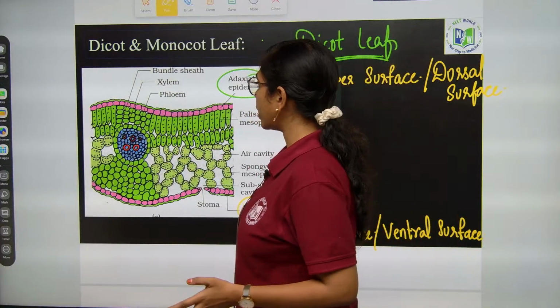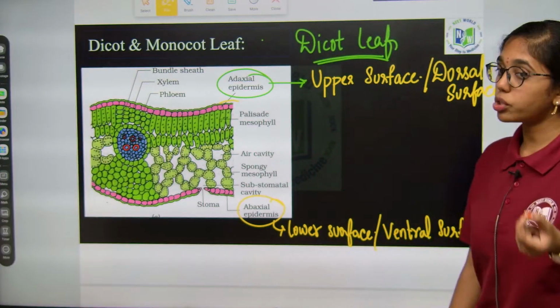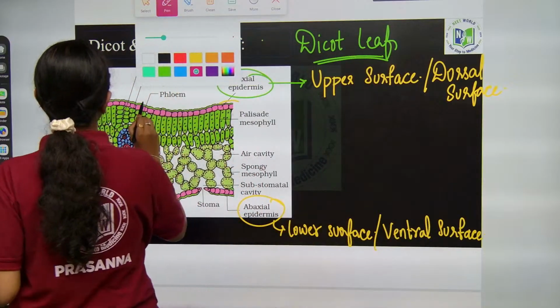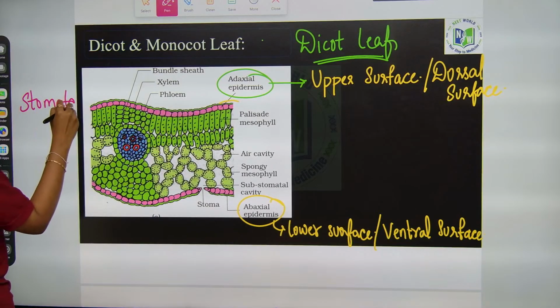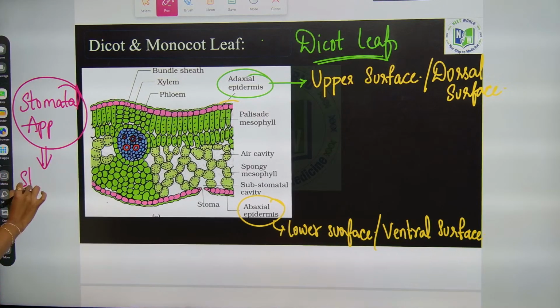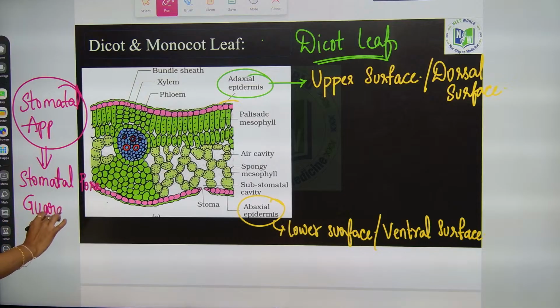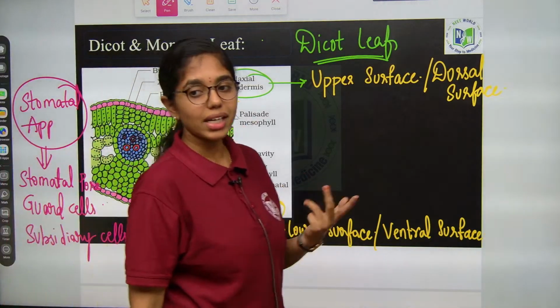Epidermal appendages are not present here. Epidermis is coated by cuticle. Fine. And in the epidermis you will see the epidermal structures called the stomatal apparatus. In the epidermis what is present, ma? Stomatal apparatus. The stomatal apparatus includes the stomatal pore, guard cells and subsidiary cells.